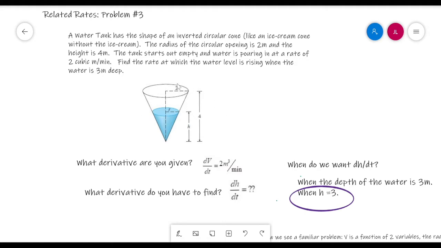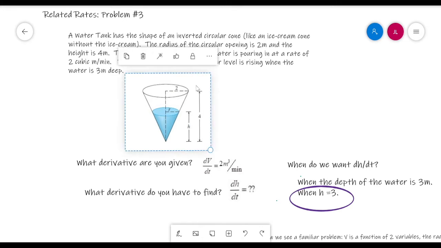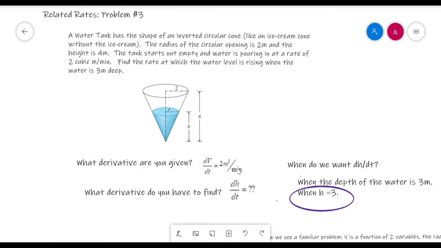It has an opening with a 2-meter radius and a 4-meter height. And the height is always perpendicular to the radius. It's being filled at a rate of 2 cubic meters per minute. Sometimes it's difficult to think about what derivative you're given, but the cubic is a definite clue. Cubic usually means volume, and water isn't two-dimensional. Water has volume, so the water is pouring in at a rate of 2 cubic meters per minute, and that's the derivative you're given. And you're asked to find the rate at which the water level is rising.